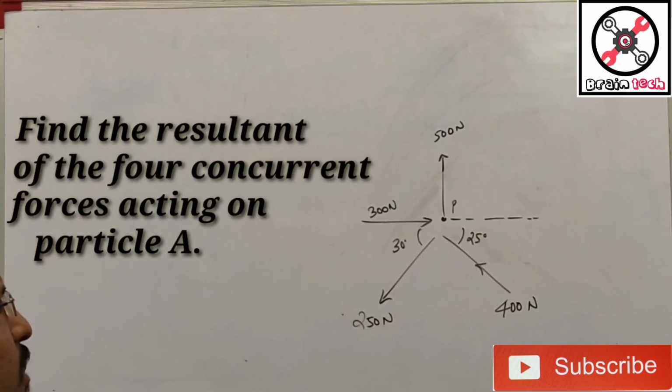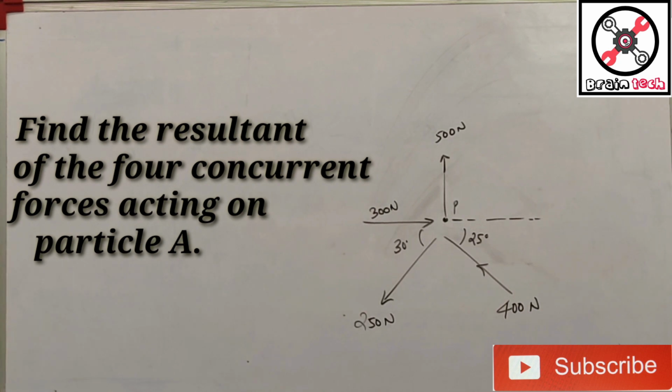Let us start with the first sum. It says: find the resultant of the four forces acting at a point P. So there are four forces given to you and you have to find the resultant. So let us see how to solve the sum.